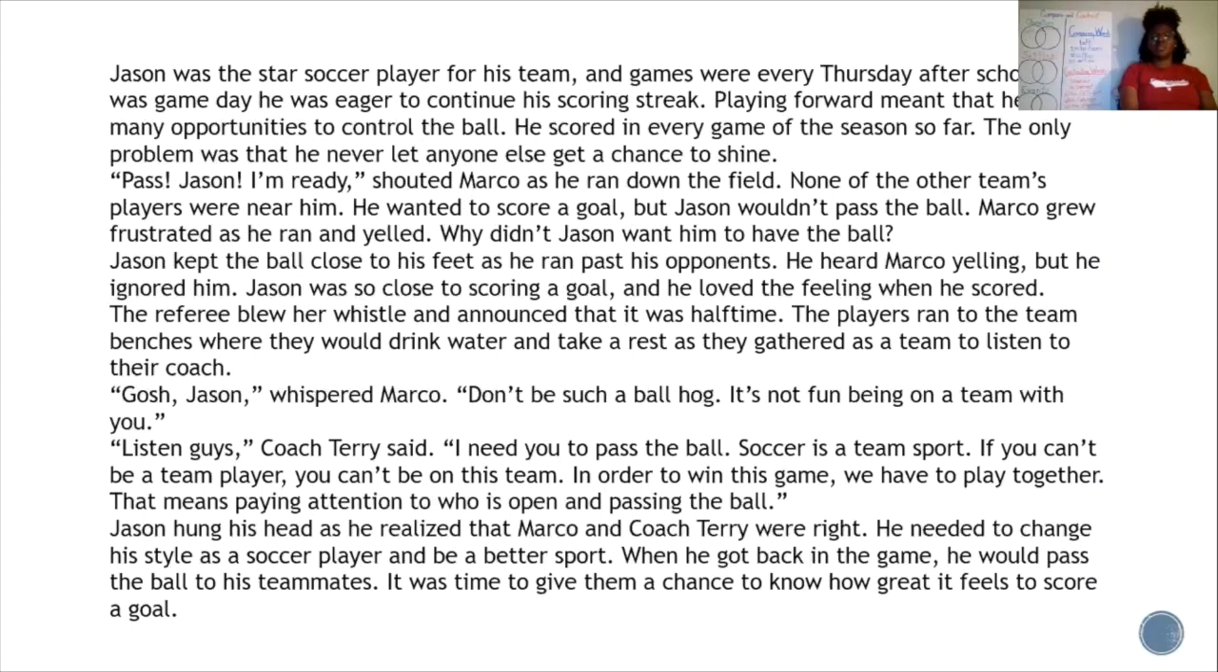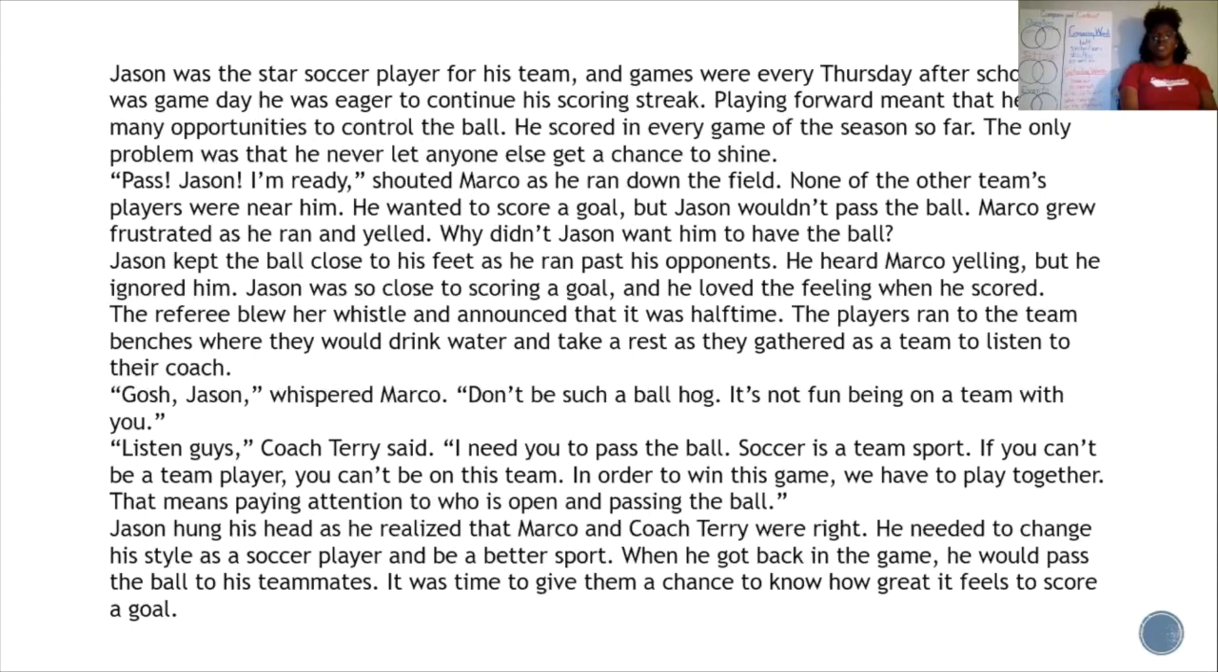"Gosh, Jason," whispered Marco, "don't be such a ball hog. It's not fun being on a team with you." "Listen, guys," Coach Terry said, "I need you to pass the ball. Soccer is a team sport. If you can't be a team player, you can't be on this team. In order to win this game, we have to play together. That means paying attention to who is open and passing the ball."